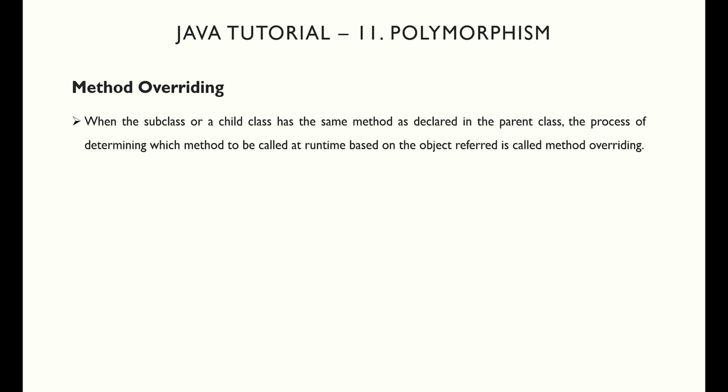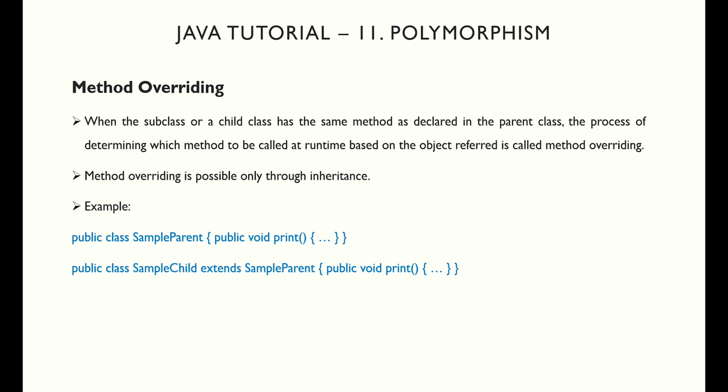An overridden method is called through the reference variable of a superclass. Determination of the method to be called is based on the object being referred to by the reference variable. Method overriding is possible only through inheritance. Anytime you have a class that inherits a method from a superclass, you have the opportunity to override the method unless the method is marked final. Example: the key benefit of overriding is the ability to define behavior that's specific to a particular subclass type.